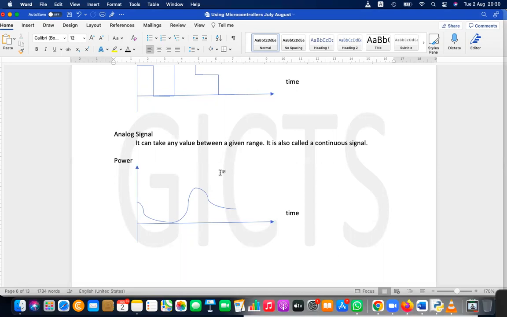So analog signals are more common. Temperature is analog. Velocity or speed can be taken as analog. You can take gravity, mass. So these are some analog values, right? Analog and digital.